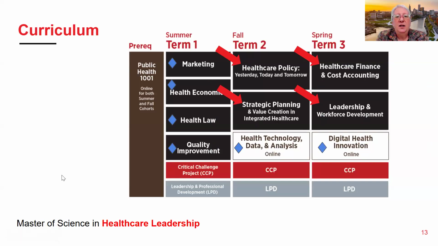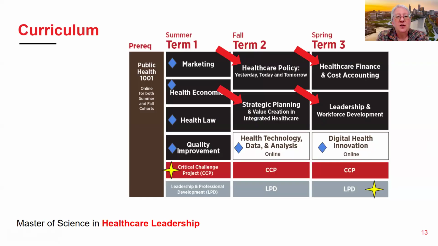We have a number of half credit courses, one being we have healthcare marketing, health economics, health law, and quality improvement. And then we have 2 fully online courses, and that's what the lighter boxes are for. And those are health technology data and analysis and digital health innovation and AI. So those are our half credit courses. And that is all wrapped around by 2 courses that continue throughout the program.